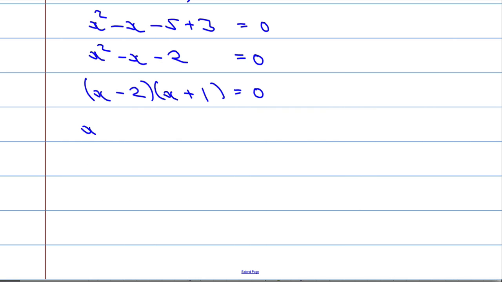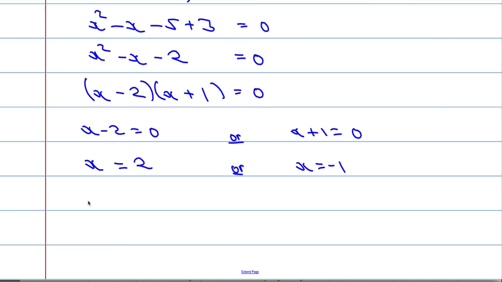So that means that x minus 2 is equal to 0. Or some people might say and. It's really much of a muchness, it's not a huge big deal. x plus 1 is equal to 0. So x must be equal to 2, or x must be equal to negative 1.